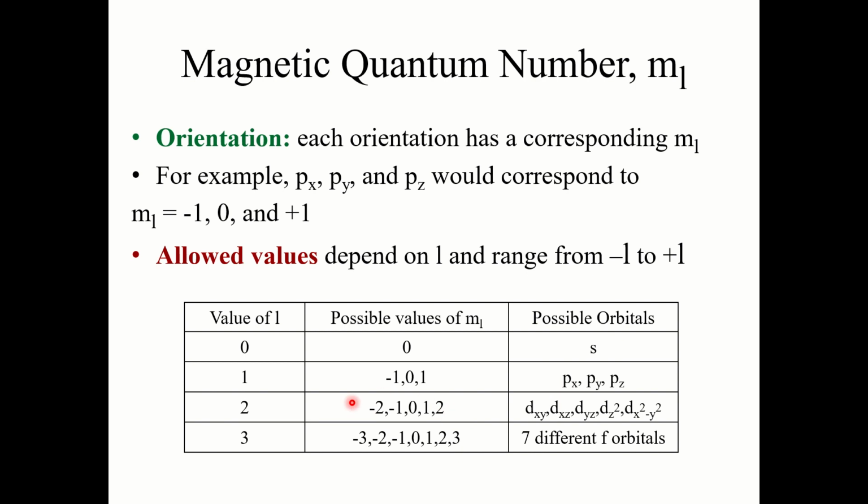1, and 2. So 5 possible m sub l values, which corresponds to the 5 possible orientations in space of the d orbitals. And then finally, when l equals 3, m sub l has 7 possible values: -3, -2, -1, 0, 1, 2, and 3. 7 possible values, which corresponds to the 7 different orientations in space of those f orbitals.